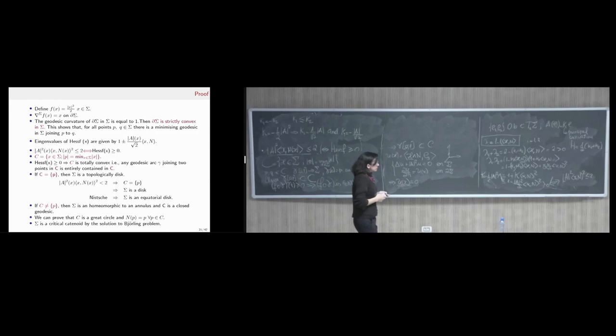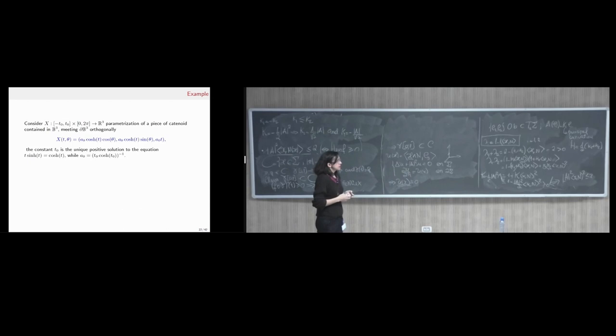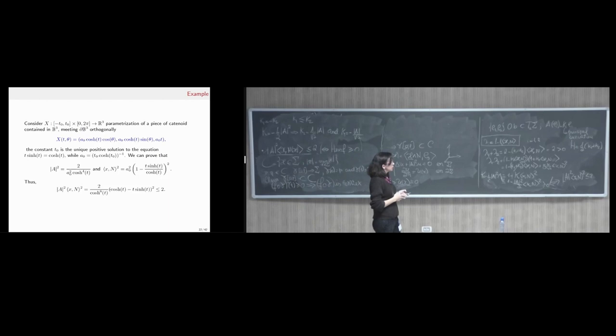Okay. Now here I have an example with a parametrization of a piece of catenoid that satisfies this gap. This parametrization, like I said before, has this expression where A0 satisfies this, and T0 is the only positive solution of the equation. This is because you have this catenoid, and it has an intersection right in the boundary, and you can prove that you have this expression, and of course this catenoid satisfies this gap, okay, the critical catenoid.